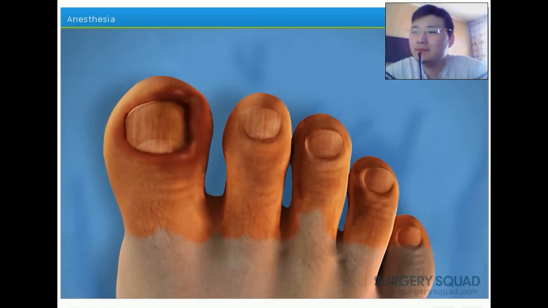Now we need to numb the toe with a local anesthetic. We'll have to inject the anesthetic in several locations around the toe.